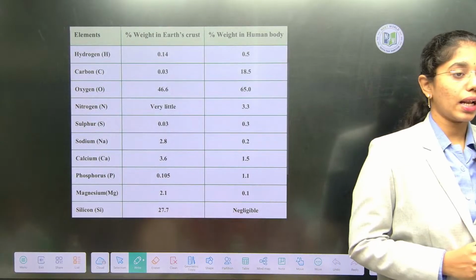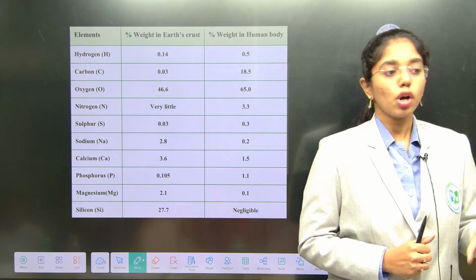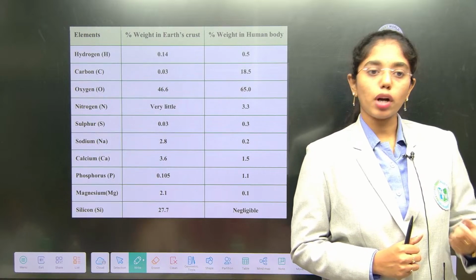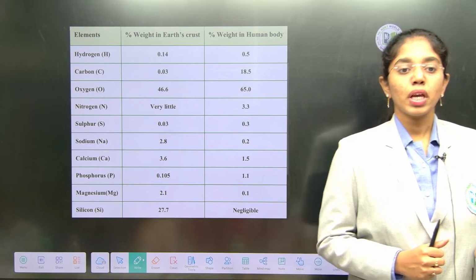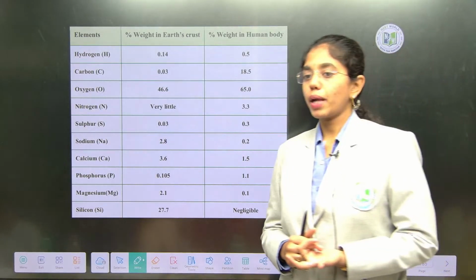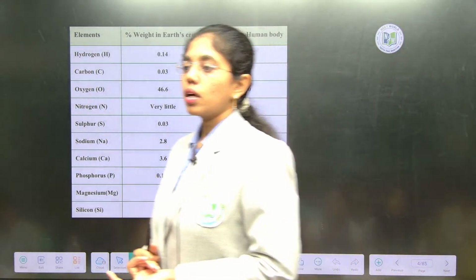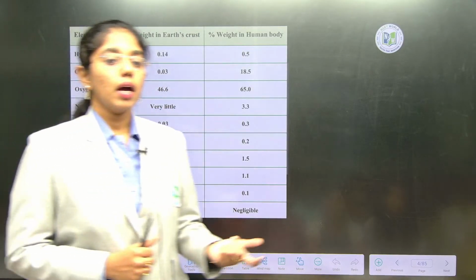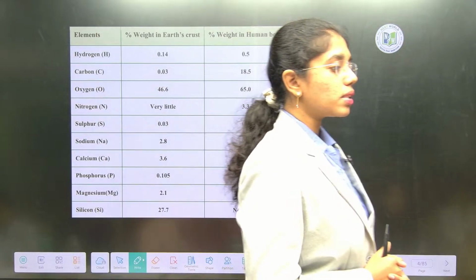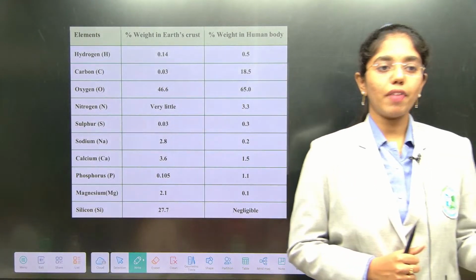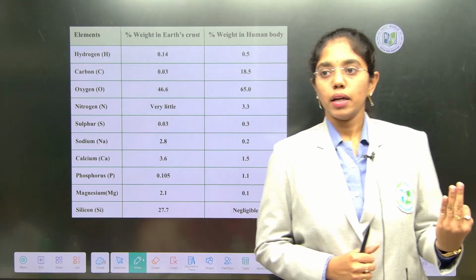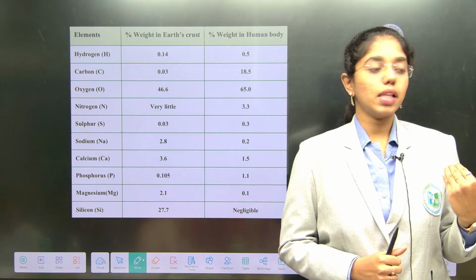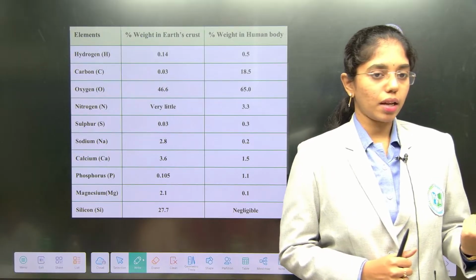We have first analyzed the primary and secondary metabolites. What are metabolites? Precursors, intermediates or end products of any biosynthetic pathway. Tell me a few examples of primary metabolites. Carbohydrates, lipids, proteins. Secondary metabolites? Alkaloids, flavonoids, rubber, resins, colored pigments. These are examples of secondary metabolites.